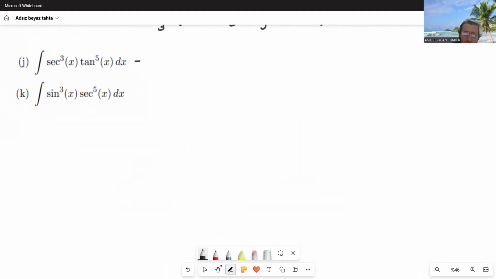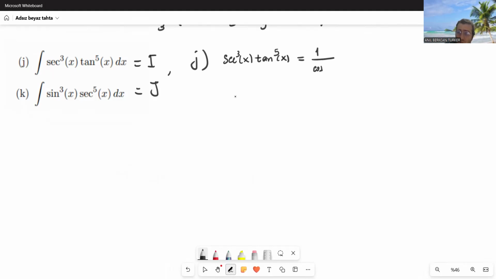So let me call this integral I. Let me call this integral J. So let me call the integral part J. First, try to understand this integral. Secant cube x tangent 5x. Just expand this tangent and secant. 1 over secant means it is 1 over cosine, so it is 1 over cosine cube x. Tangent means it is sine over cosine, so we have sine 5x over cosine 5x.